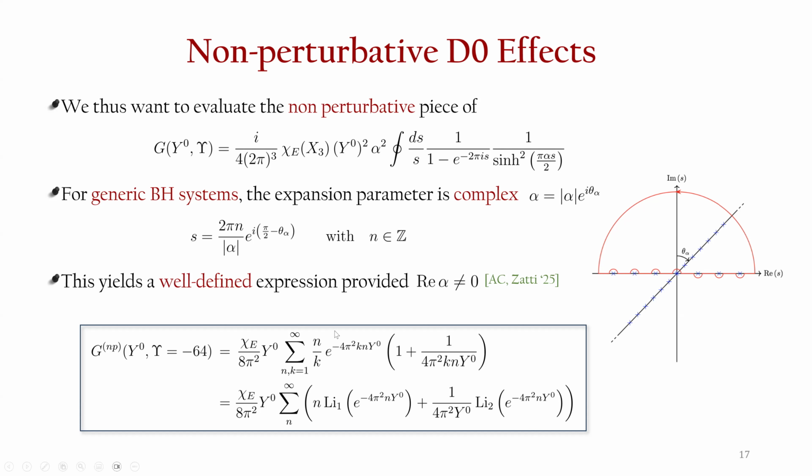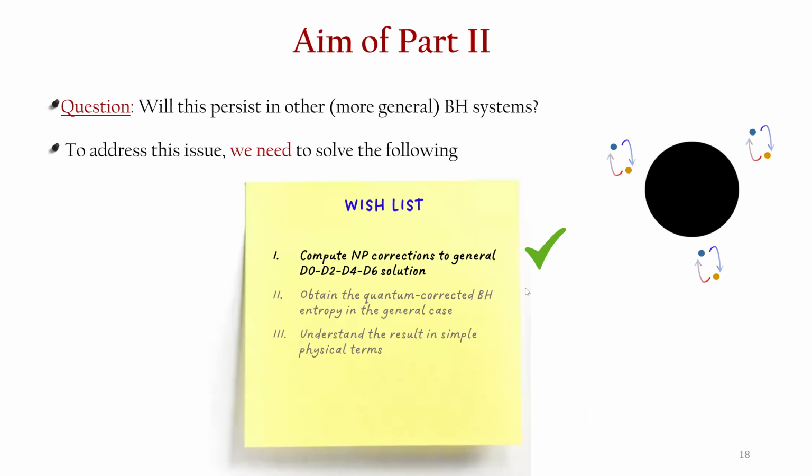You can show that it's completely equivalent to the direct computation that Matteo was fleshing out. And it gives you a non-perturbative contribution of this form, where you can see it depends on y0 only, and it includes a sum of polylogs. It's not very important to keep in mind right now what the precise form is. The only thing is that with this, we achieve the first goal, right? We know what the non-perturbative corrections to the general D0, D2, D4, D6 solution look like, at least due to this D0.